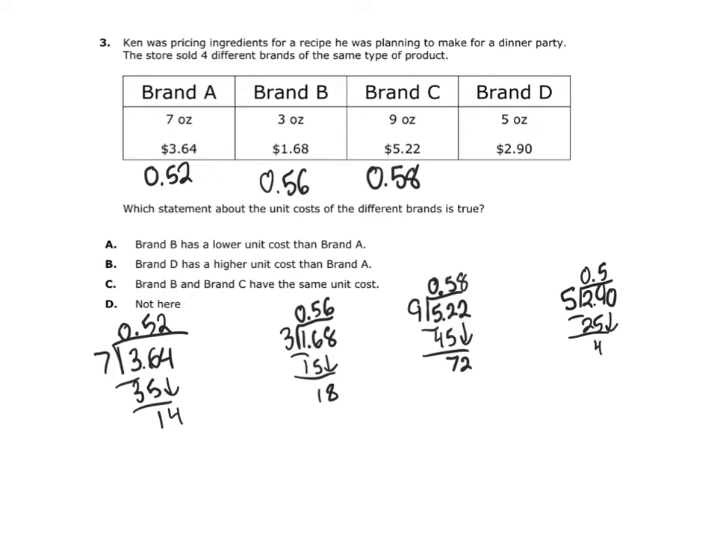4 left over. We bring down the 0. 5 goes into 48 times. And brand D is also 58 cents. So now we have to break down what the answer choices are saying.